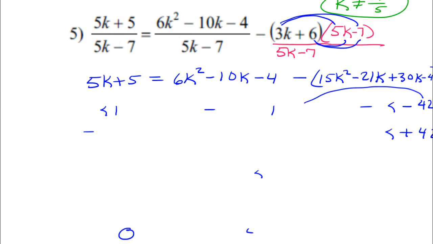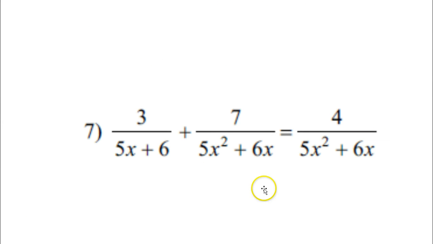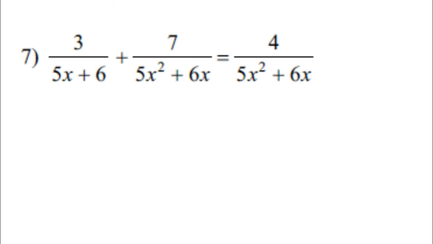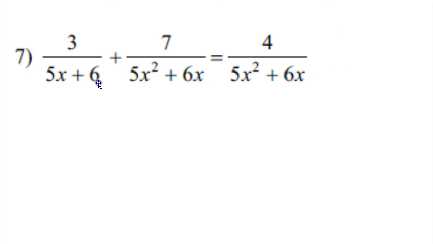Alright, let's find problem number 7. And there it is. Let's see, a little bit of factoring to do. So let's make it happen.